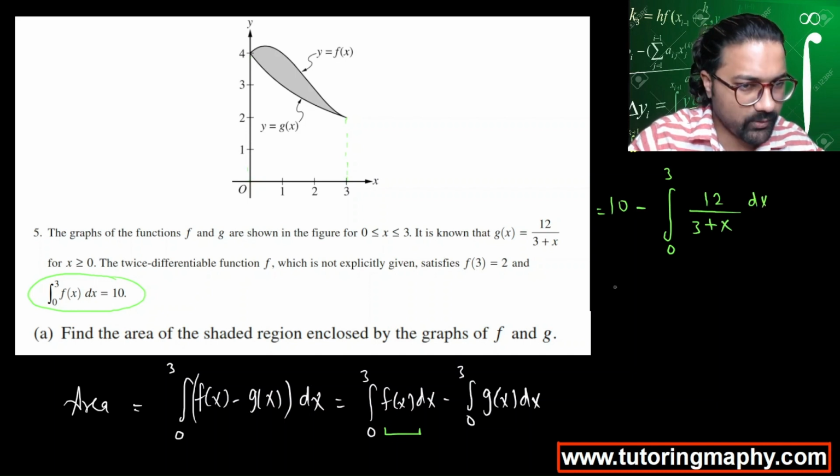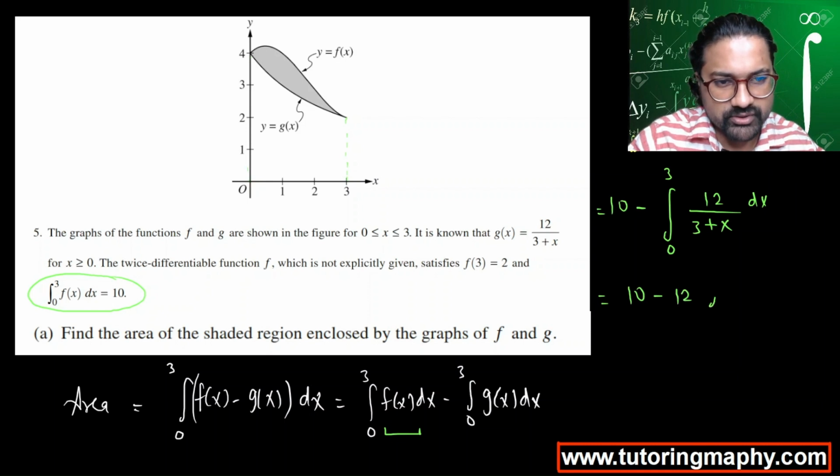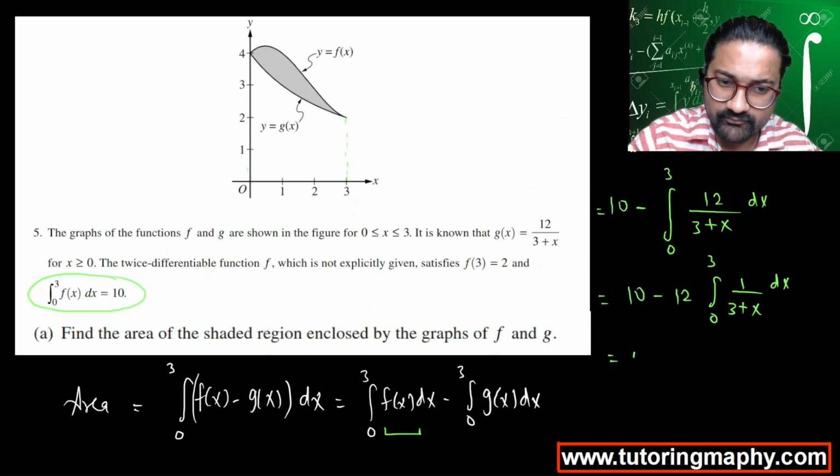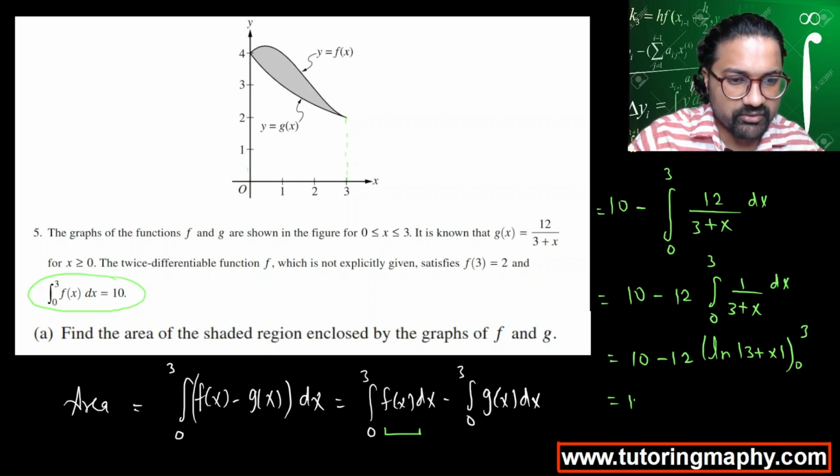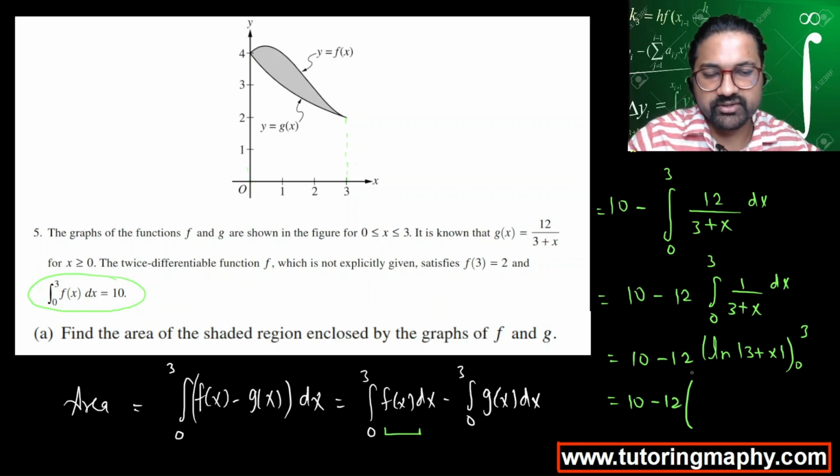Okay, a little bit of effort required over here. 12 comes out, and this becomes integration from 0 to 3 of 1 over 3 plus x dx. What is the antiderivative of 1 over 3 plus x? Natural log. So ln of absolute value of 3 plus x within the limits of 0 to 3. This is going to look like 10 minus 12. I'm going to place a parentheses because that's going to be the upper limit minus lower limit.